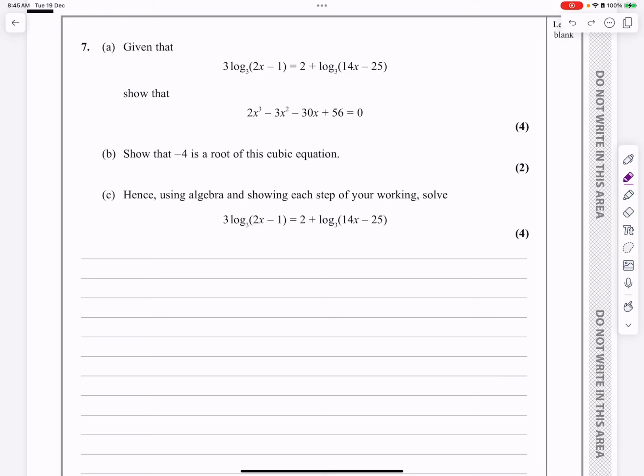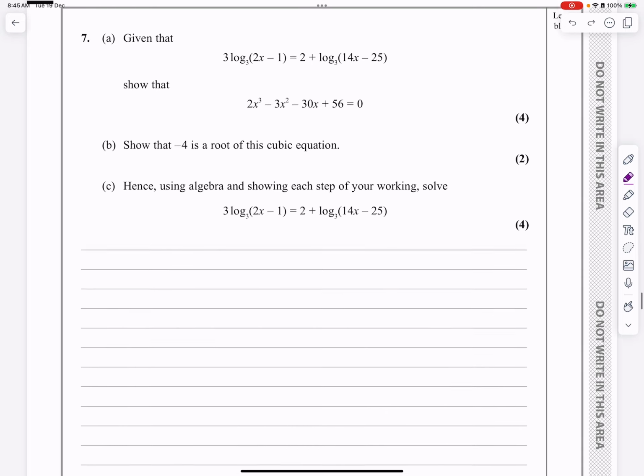Okay, this is the P2 paper from June 2021. As you can see by looking at it, this is a logs question, exponentials and logs, but logs. We're going to be using laws of logarithms. We're going to be solving equations using logs. And for the first part, I'm actually going to show you two different methods for doing it, and then you can make a choice as to which one you'd rather do. So let's make a start because it's going to take a little bit of time.